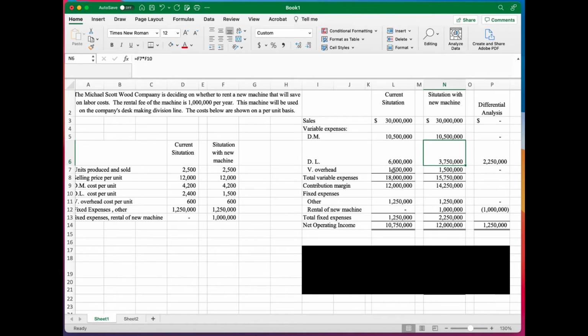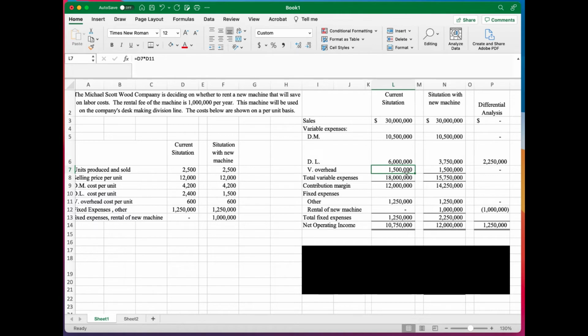It's relevant because I have direct labor cost of $6 million. If I switch my processes and use the machine, my direct labor cost will be $3,750,000. I am saving on my direct labor costs. There's a difference between the two, so they're relevant. Since I'm saving on a cost, that's a benefit. So we have a relevant benefit of $2,250,000 of direct labor costs saved. Okay. Then I look at my variable overhead.